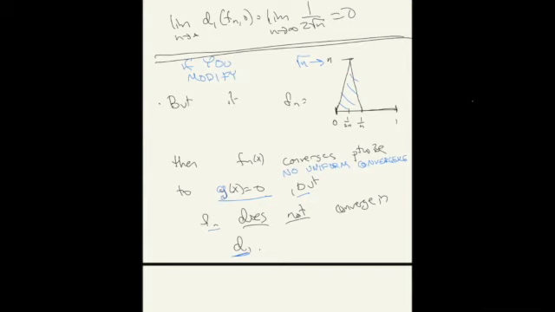The reason is that this time the distance between Fn and 0 is equal to the area, which is 1 over 2n times n, equal to 1/2. And this is problematic. The distance is 1/2. It's not going to 0. And therefore, it's not converging in D1. That's the last example that I have here.